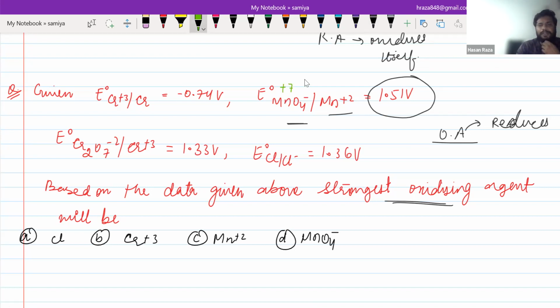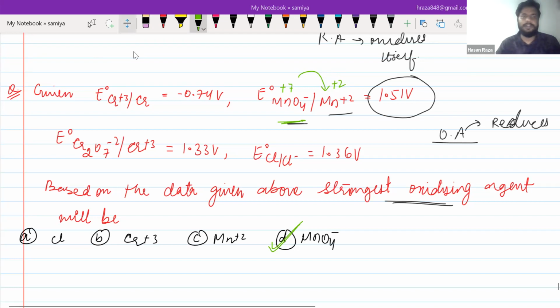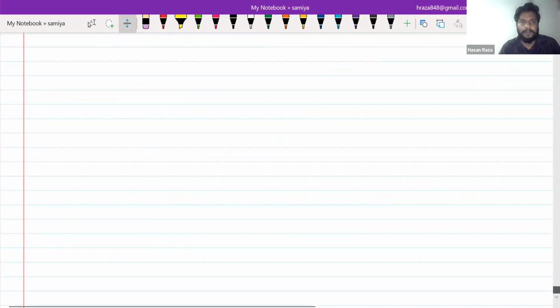Now you can see the oxidation state of +7 to +2 it is going. So which one will be the oxidizing agent? MnO4 minus, not Mn plus 2. After the reaction, it becomes Mn plus 2. Is that clear, Samia? Darshan and Samia, please speak up. Okay, thank you. Now questions are also asked like this. These all questions are from JEE Mains that I had just given you.